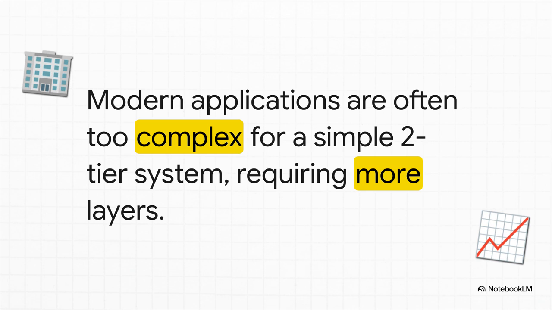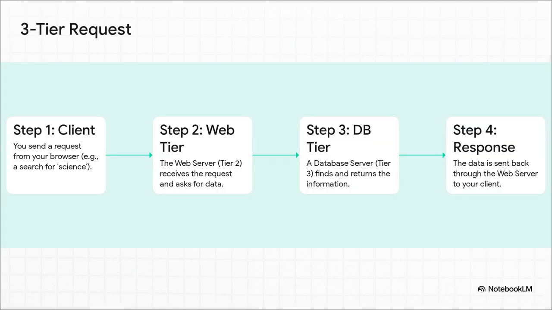For these huge, large-scale systems, think online banking or massive e-commerce sites, a simple two-tier system just can't cut it. The server gets totally slammed trying to handle user interactions, all the business logic, and queries to a massive database all at the same time. The whole thing would just grind to a halt. So what's the solution? You add more specialized layers. And that brings us to a classic 3-tier architecture.